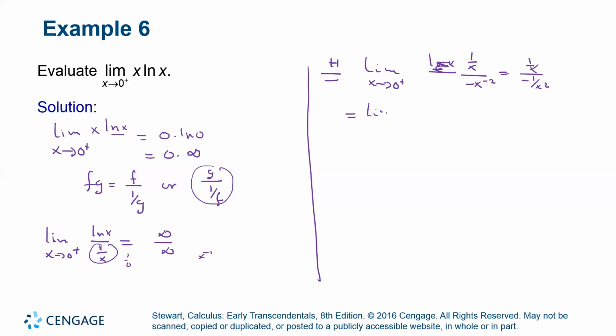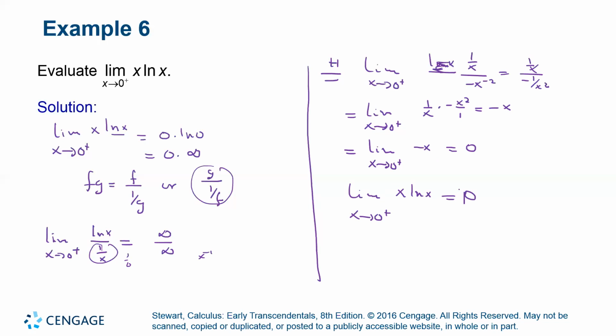So this is equal to the limit as x goes to 0 of 1 over x times negative x squared over 1, which will just give me negative x. So basically what we have there is the limit as x goes towards 0 from the right of negative x. And as x goes to 0, this goes towards 0. So therefore, the limit as x goes to 0 from the right of x times natural log of x is equal to 0.